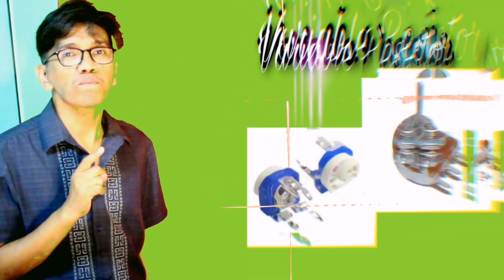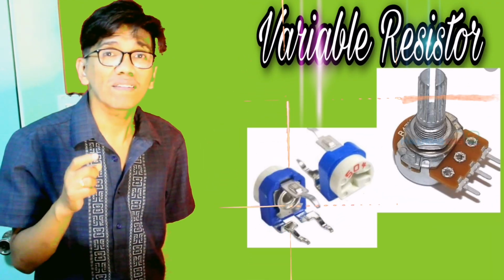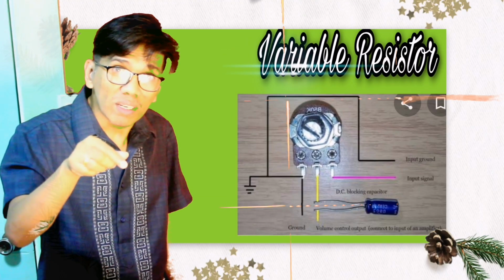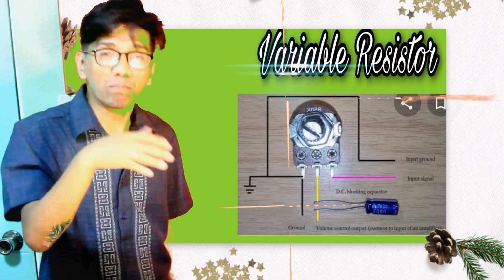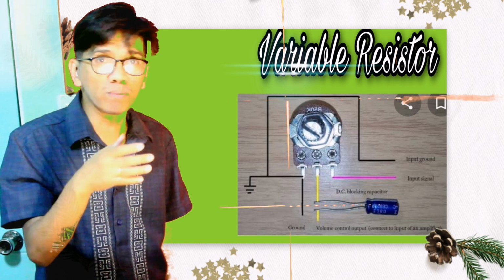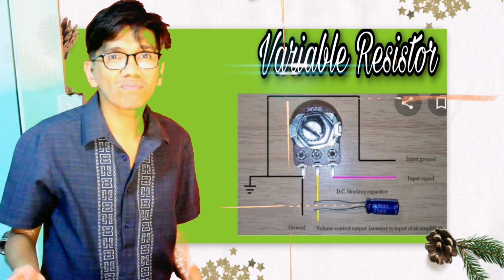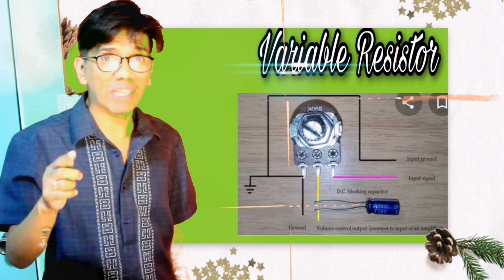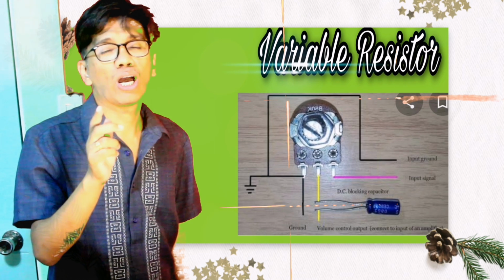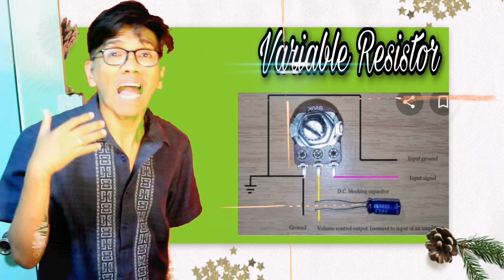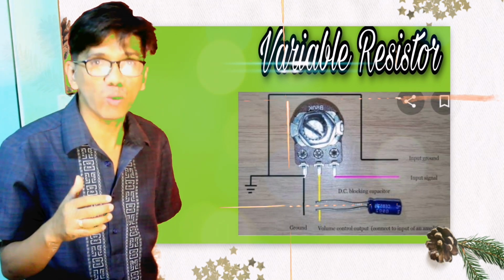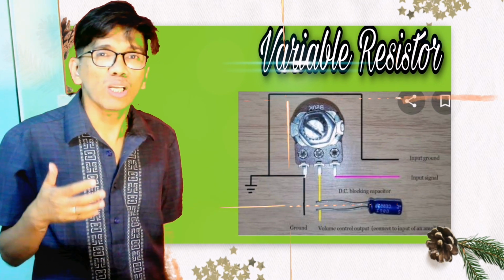The best example of variable resistor is what? Is the volume control. Why? When you turn the knob to the left of the volume control, what will happen to the sound? It decreases. But what happens when you turn the knob of the volume control to the right? What happened? It increased the audio. What else? It's also used to control the speed of the light, the running light.